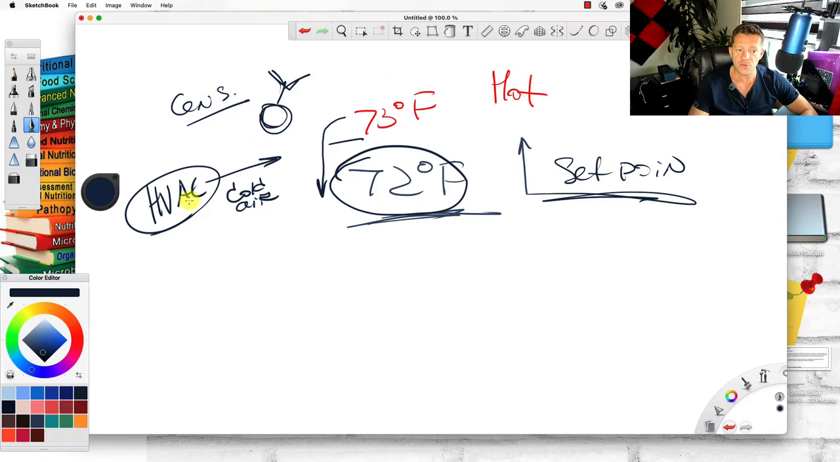The reason the HVAC shuts down is because you just programmed this thermostat to reach 72, right? Otherwise, the HVAC would be continuously blowing cold air and the temperature would go to 71, but that's not your set point. You just set it to 72. That's the normal condition. So in the human body, we have similar set points.